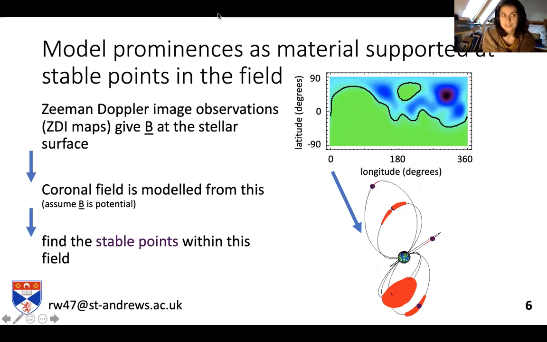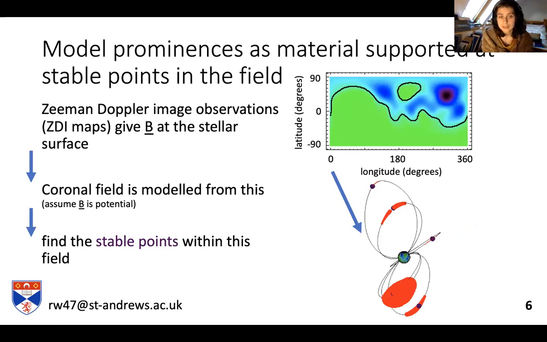To model the prominences on our M dwarfs, we started with the observations of the surface magnetic fields of the stars that we got from some collaborators. So these are the ZDI maps, or Zeeman Doppler imaging maps, for those who are familiar. There's an example up here in green and blue showing the field strength. And once you have that, you can extrapolate what the field would look like in the entire corona to get the full field lines, like in the plot below.